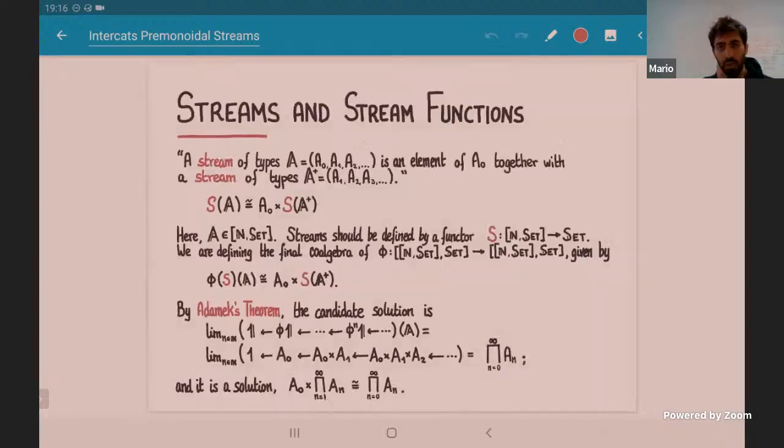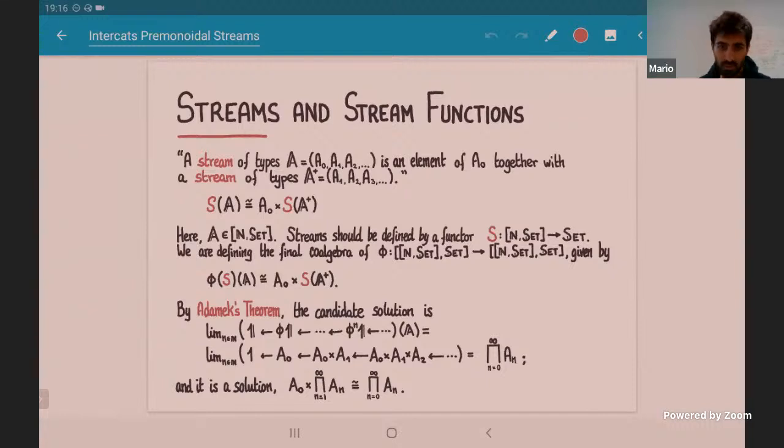And with that, we can go to the definition of monoidal streams. So I'm going to start with the definition of streams, the classical ones. And I'm going to argue that I like it because it's really elegant. So we should try to do the same thing for monoidal streams. So the classical definition of stream says, a stream with types A0, A1, A2 is an element of A0, together with a stream with types A1, A2, A3.